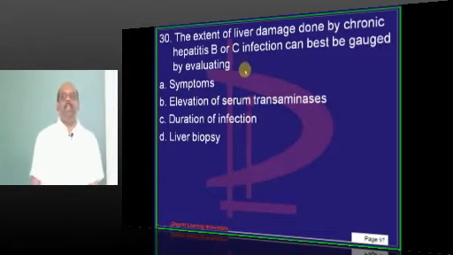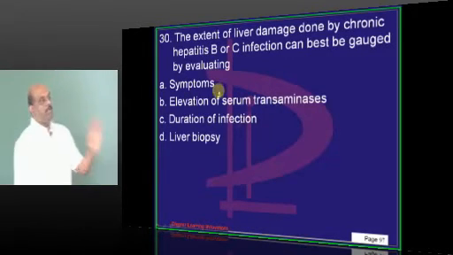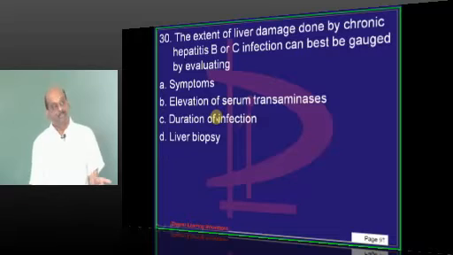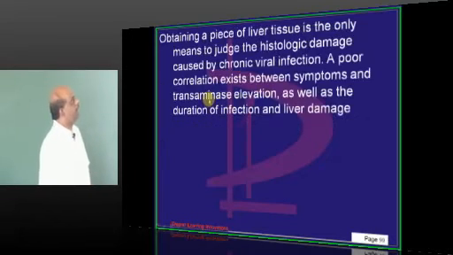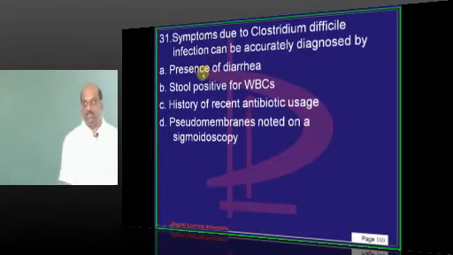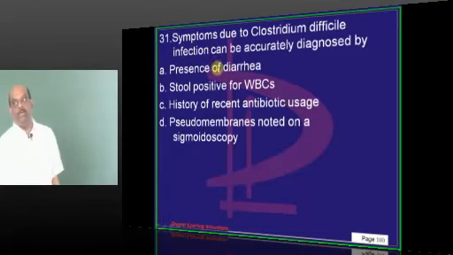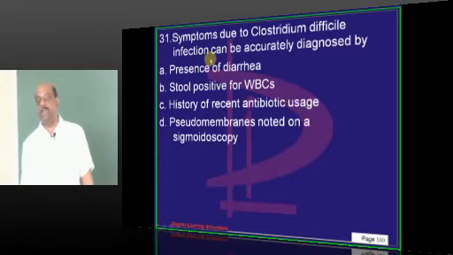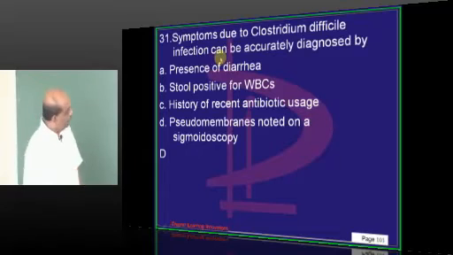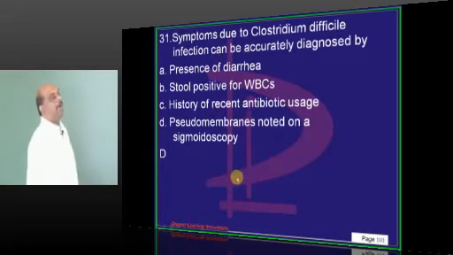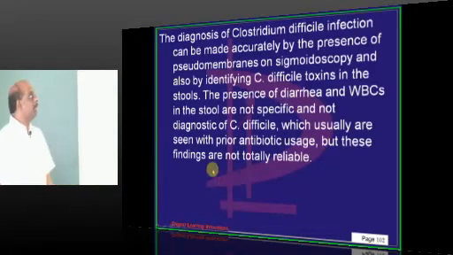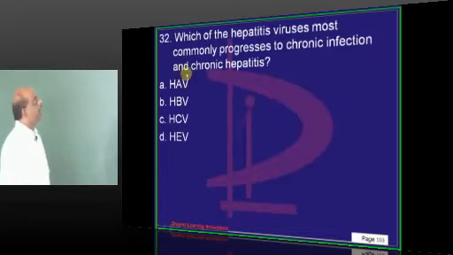The extent of the liver damage, how will you be able to identify? Liver biopsy. That is a Supreme Court judgment about it. What a stupid question. There can't be any other answers. Clostridium, how do you know the pseudomembranous colitis, doctor? Pseudomembrane. Basically, it is the sigmoidoscopy, which is the gold standard in the investigation.